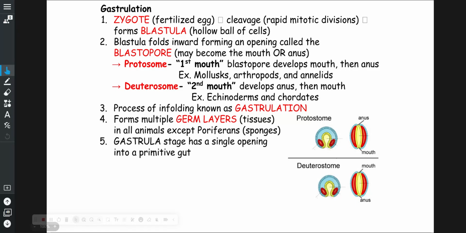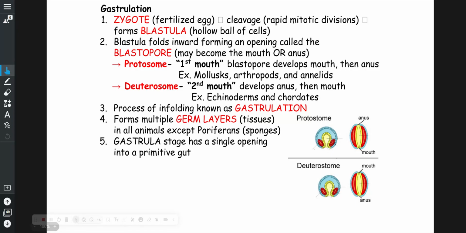Okay, if you look down at the diagram to your right, you see 4 pictures. The top looks very much like the bottom, but if you look closely, the top is labeled protostome, and anus is on the top of this diagram, and the mouth is on the bottom. And deuterostome on the bottom is just the reverse. So in protostomes, like the top picture, it literally means first mouth. So the blastopore, the opening that forms first here, is going to be what forms the mouth of the organism, and then that's going to fold all the way through until the anus forms. So the anus forms second.